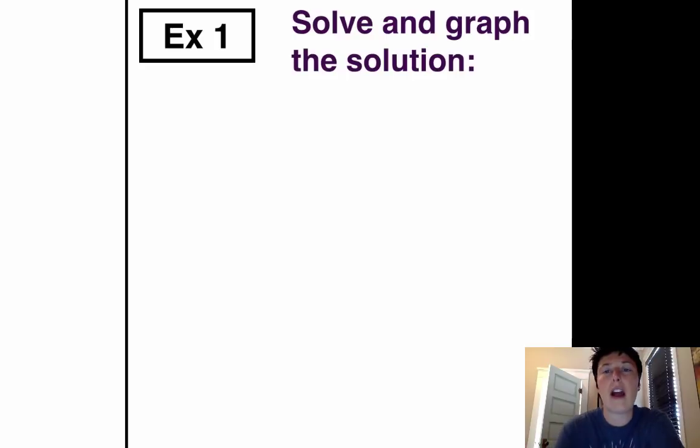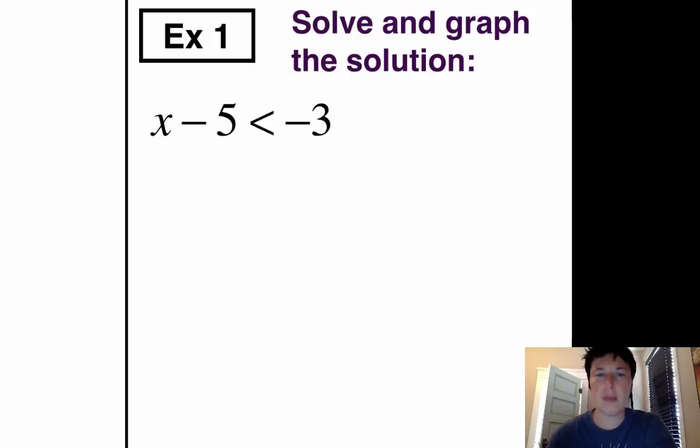We're going to solve and graph the solution for this problem. X minus 5 is less than negative 3. So please make your notes look super nice and neat, matching how I'm doing mine, and we will work through this together. So here's the strategy on this one.